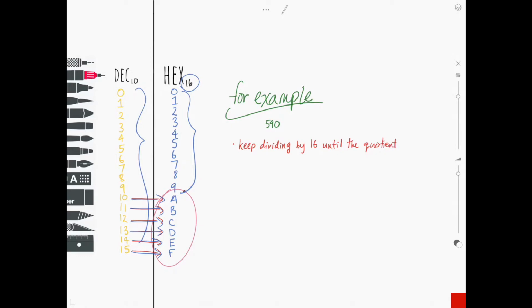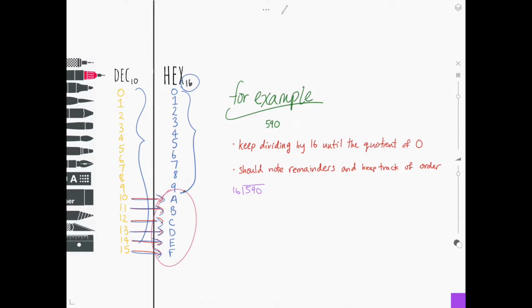Before I get into the conversion itself, there are two principles you want to keep in mind. The first principle is that we're going to keep dividing by 16 until we get to a quotient of 0. The second thing we want to keep track of is the remainders and the order that they come in. Alright, why don't we get on with the process now? We're going to be dividing 590 by 16.